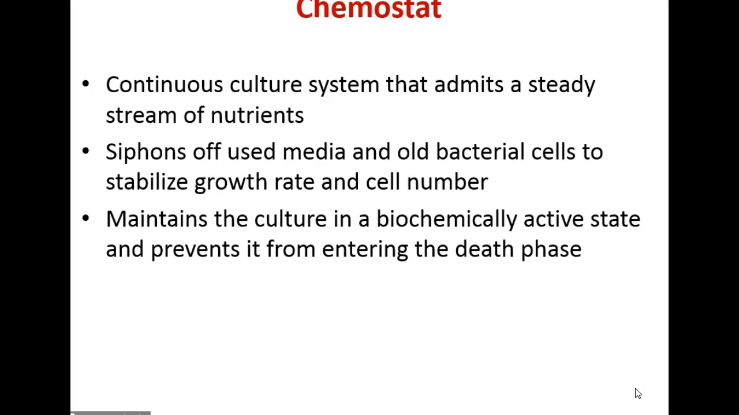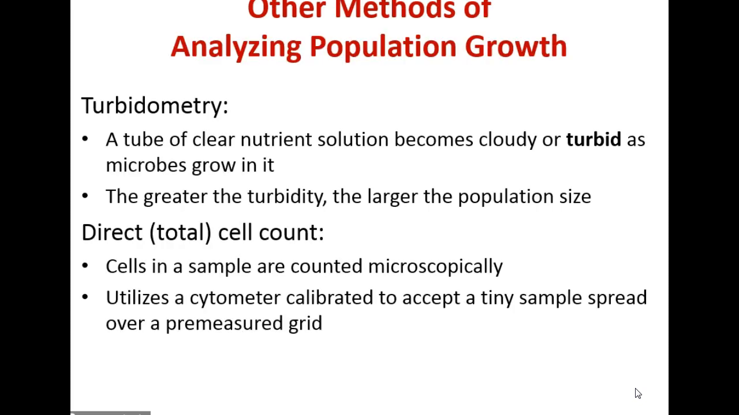Chemostat is another continuous culture system that emits a steady stream of nutrients. It siphons off used media and old bacterial cells to stabilize growth and cell number. It maintains the culture in a biochemically active state and prevents it from entering the death phase. Other methods of analyzing population growth.